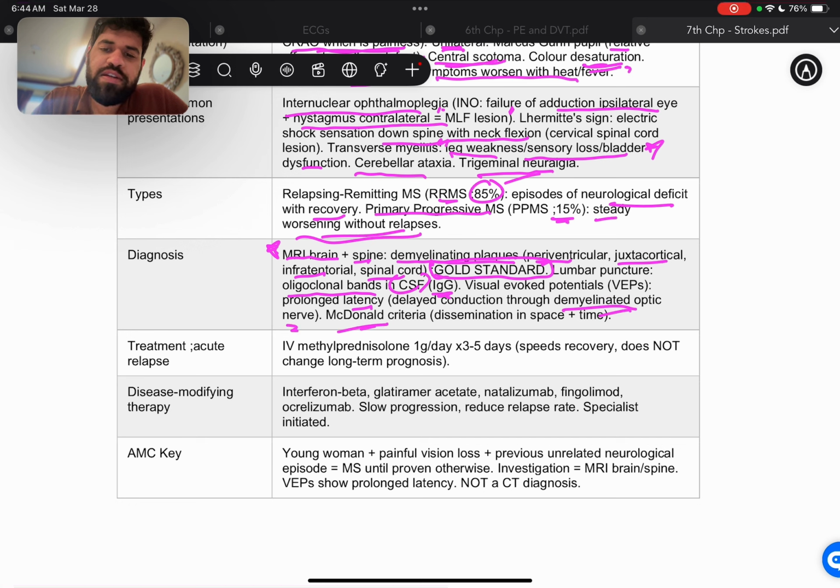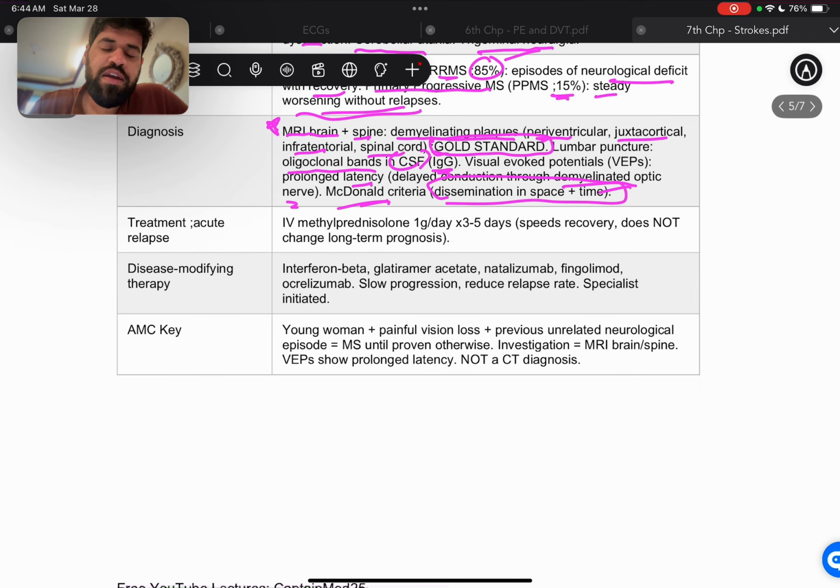Then McDonald criteria is dissemination in space and time, so different parts of the body being affected at different time frames. All right. Treatment, especially for acute relapse, is going to be IV steroids, so IV methylprednisolone 1 gram per day for 3 to 5 days. It speeds recovery, but it does not change the long-term prognosis for the patients.